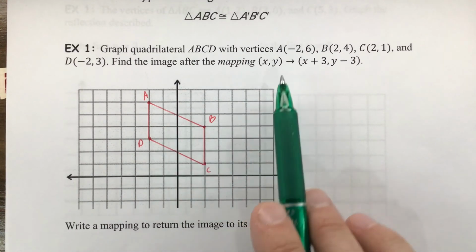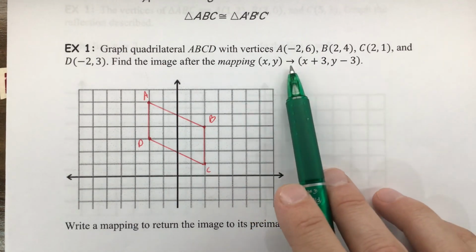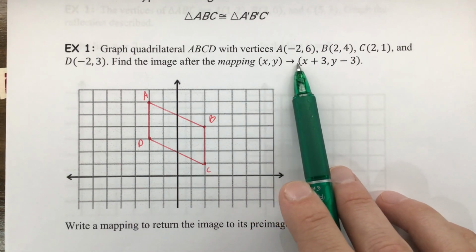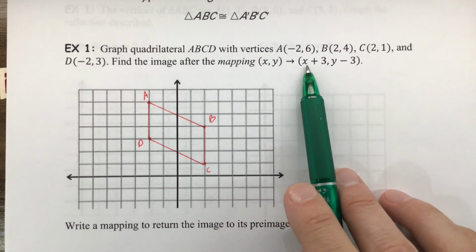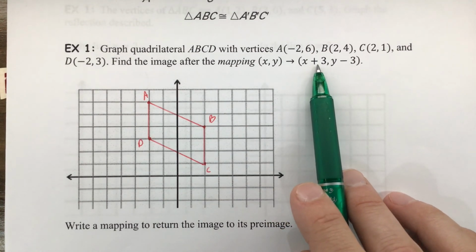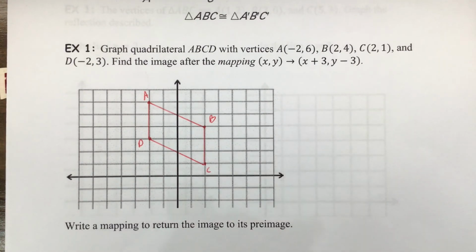You could also take that one. But you take any of the coordinates that are on there and you perform this mapping here, okay? And it tells you that you've got to take your x's and increase them by 3. You got to take your y values and decrease those by 3. Okay, so let's just take a look at A.